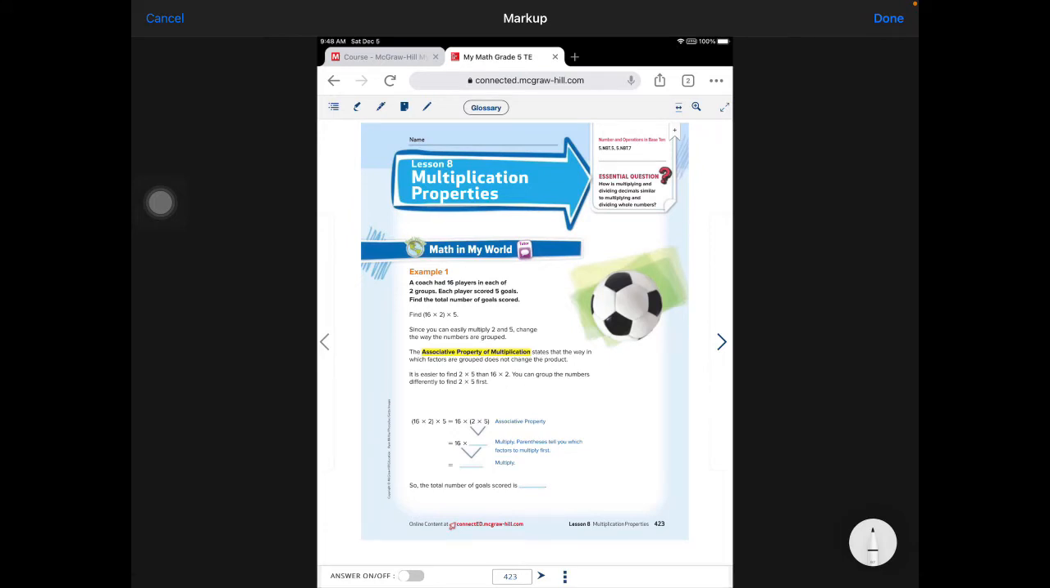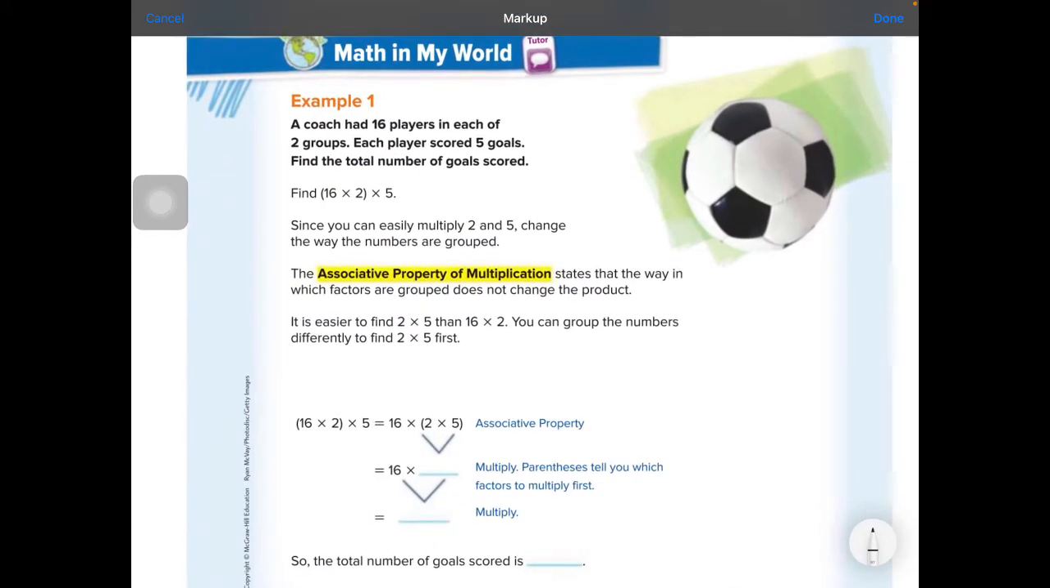We are on Chapter 6, Lesson 8, page 423. We are talking about multiplication properties. These are similar to the addition properties we talked about a few weeks ago, except there are a few slight differences that we'll go over shortly.